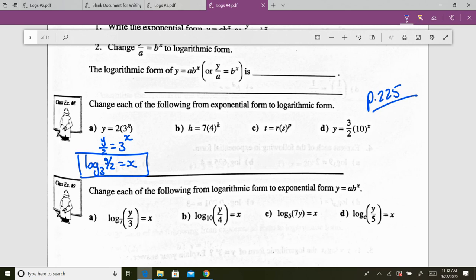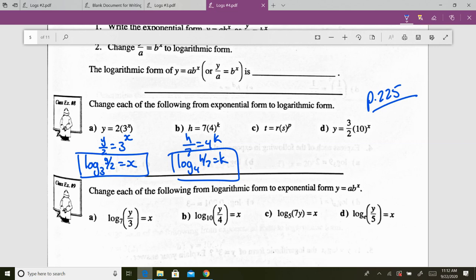Second one, divide off the 7. My base is 4. So everything is the same. Once you get that a value divided off, it's the exact same thing. Okay? What about d?